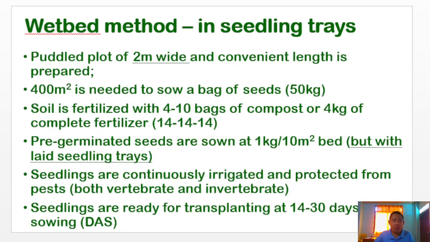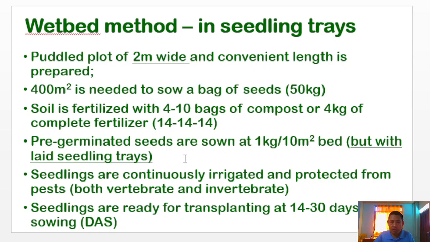There's another method, almost the same. The only difference is that seedling trays are being laid in the field. So the puddled plot of 2 meters wide and convenient length is prepared. 400 square meters is needed to sow a bag of seeds, same as in the first method. Soil is fertilized, same as in the first method.